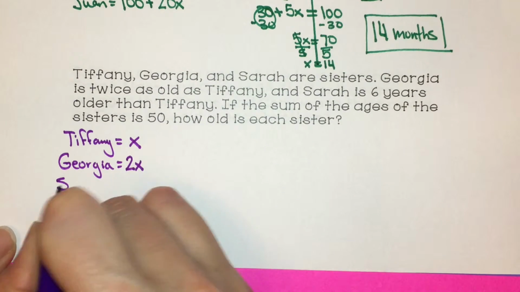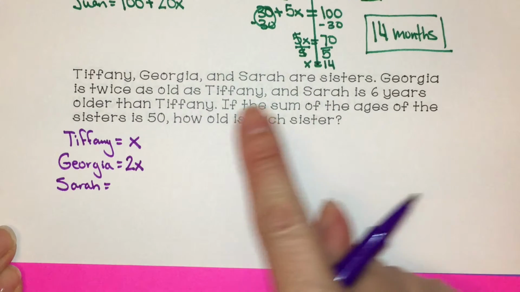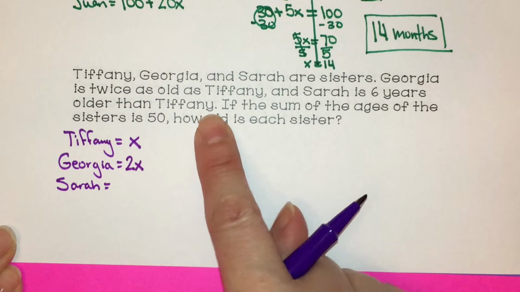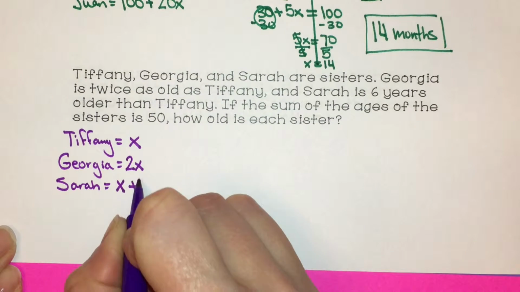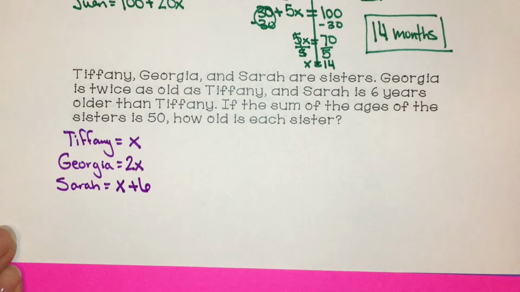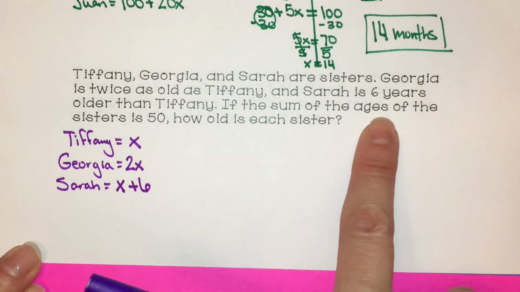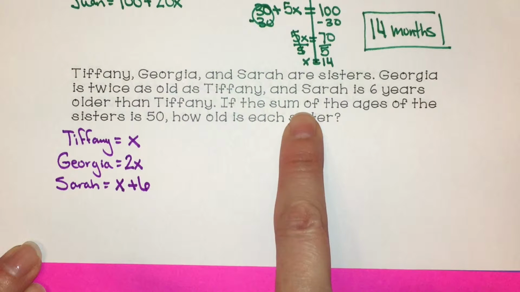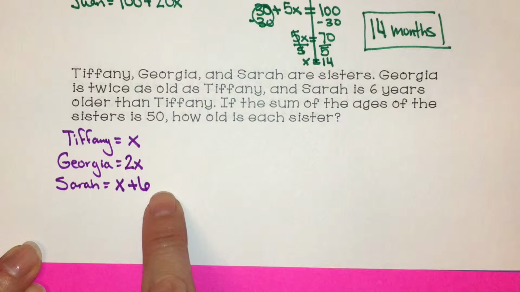Then we have Sarah. Sarah is 6 years older than Tiffany. So if Tiffany's x, Sarah is x plus 6. So 6 years older than Tiffany. And it says that the sum of the ages, remember sum means you add them together, sum of the ages of the sisters is 50. So if we add all 3 together, it should equal 50.